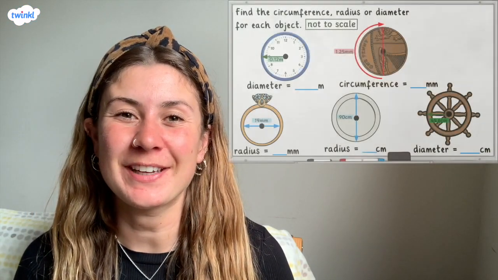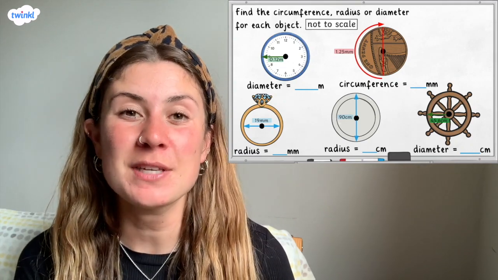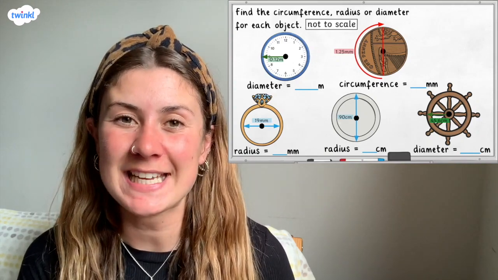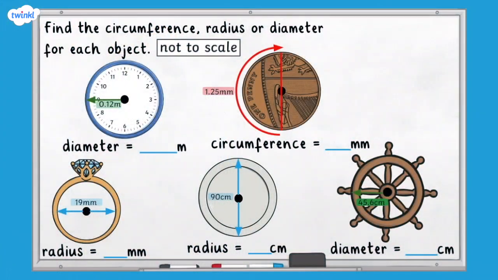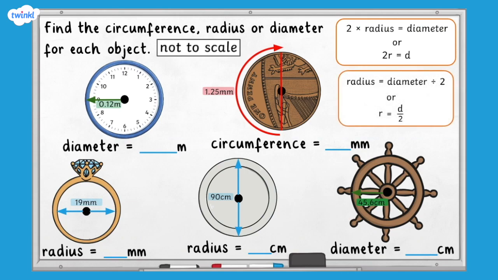Now it's your turn. Can you work out the missing measurements on these objects using what you've learnt about circumference and the relationship between radius and diameter? Remember to use the top tips on the screen. 2 times the radius equals diameter, 2r equals d. And radius equals diameter divided by 2. r equals d over 2.